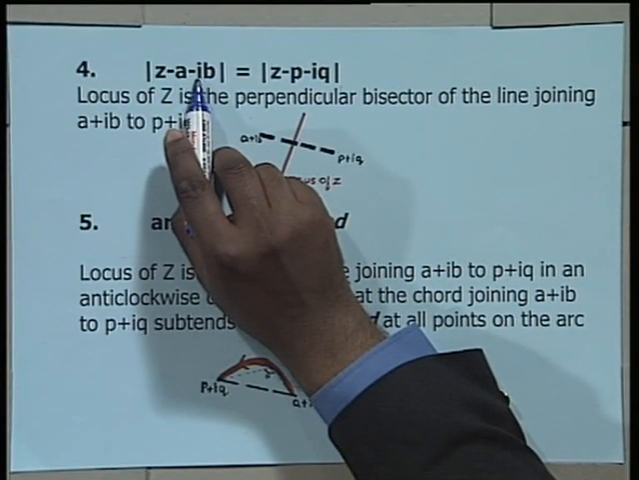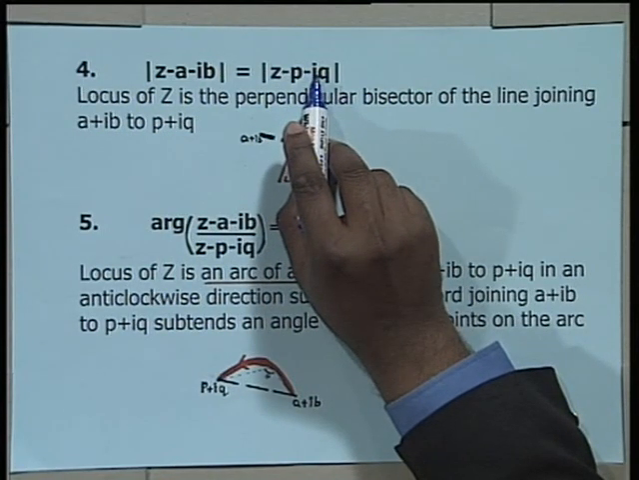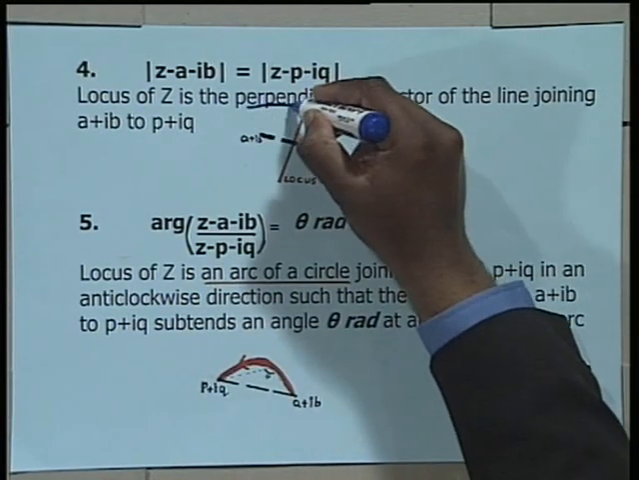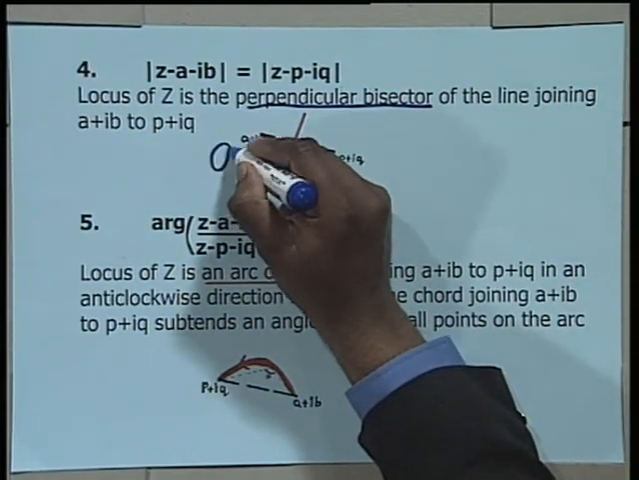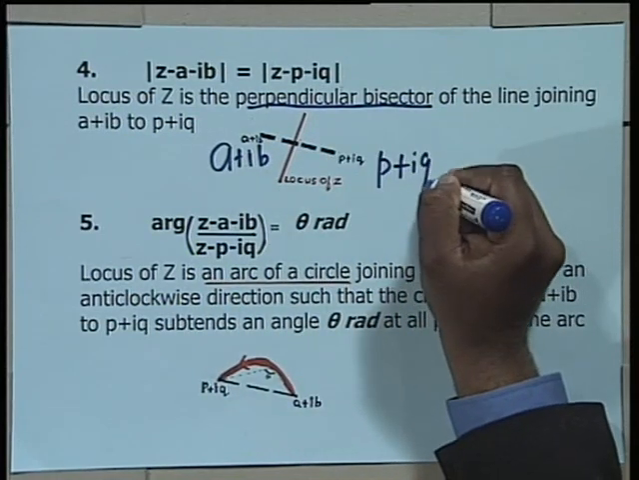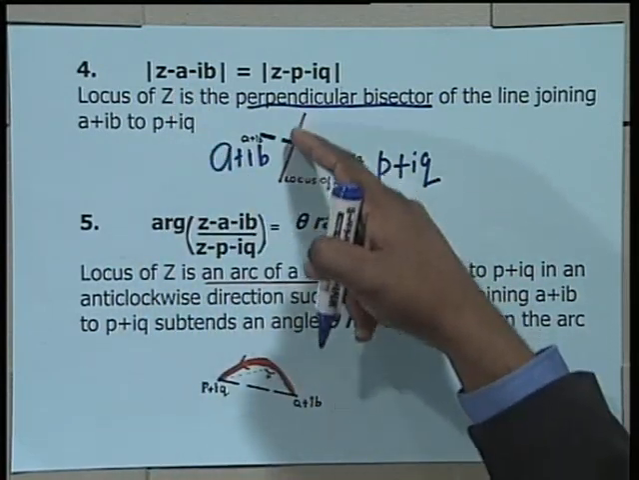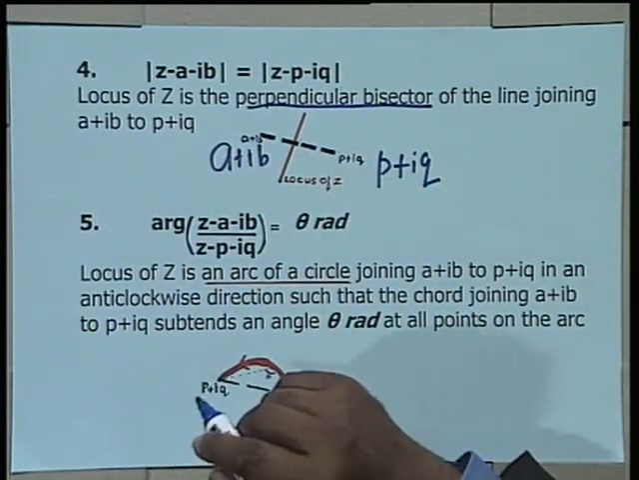Let's see the fourth condition and the fourth locus. If modulus of Z minus a minus ib is equal to modulus of Z minus p minus iq, then the locus of Z is the perpendicular bisector of the line which joins a plus ib to p plus iq. So the locus of Z is this perpendicular line of the line joining a plus ib to p plus iq.